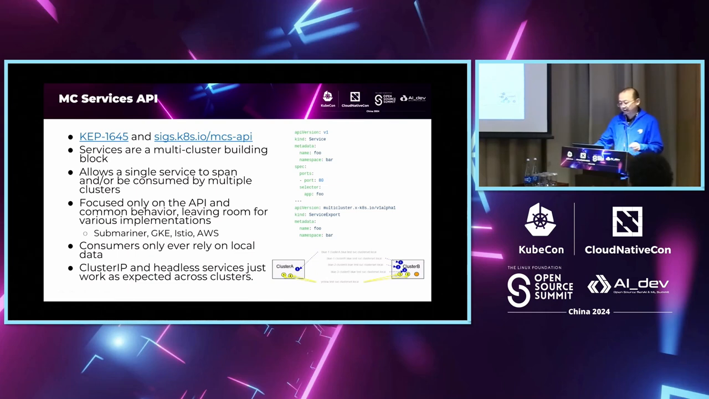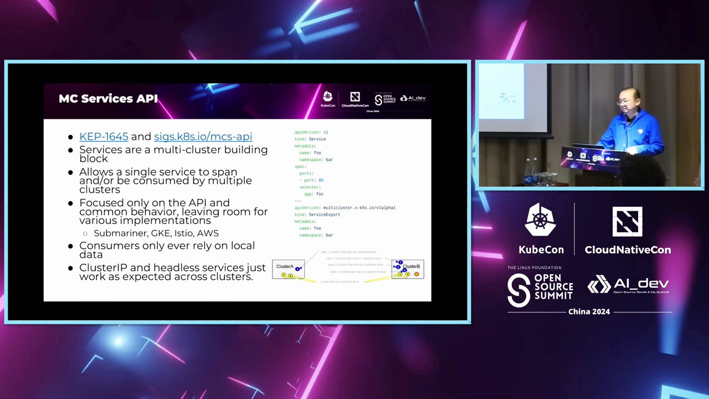So we only focus on the API and common behavior. There are several different implementations from different projects, including Submariner, GKE, and Istio. They also have their own implementations, but they all follow the same API behavior for the service export and service import.